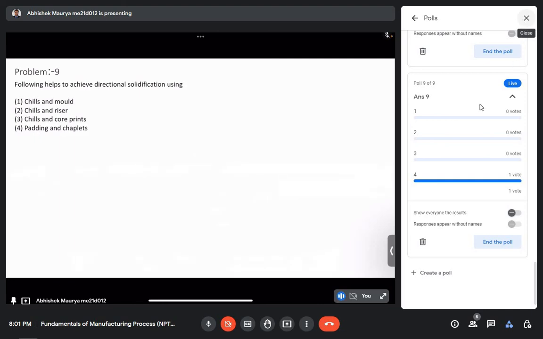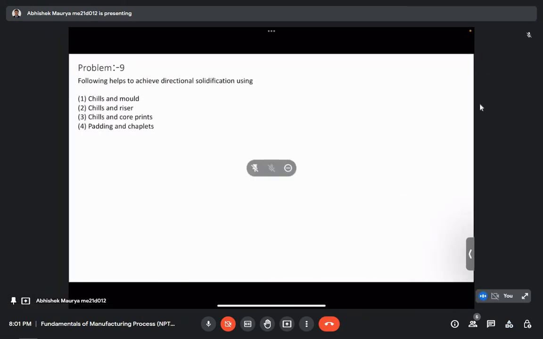Okay, let's try to see together which of the following helps to achieve directional solidification. These are some terminologies listed in the question: chills, mold, chills, riser, core prints, padding, chaplets.